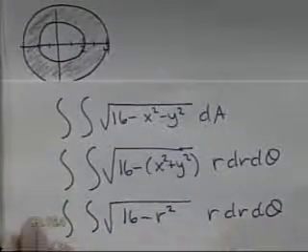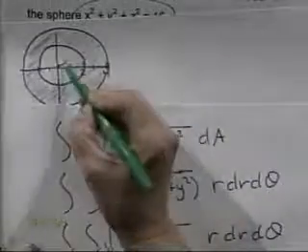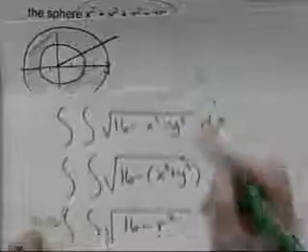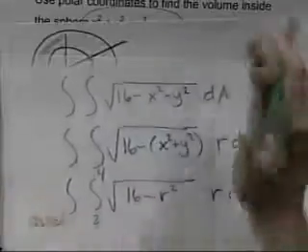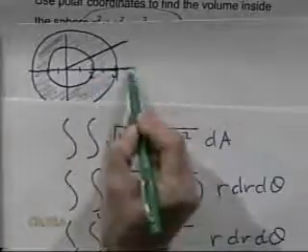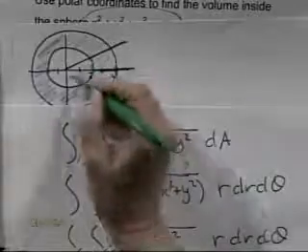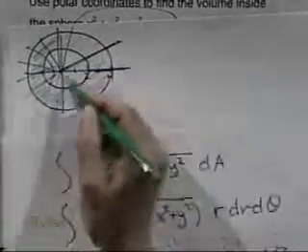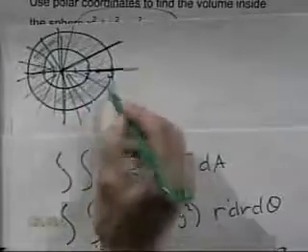What's my r ranging from? Take an arbitrary r. What's r going from? 2 to 4? And what does your theta have to go from? Theta is going to go from 0 all the way around. Theta equals pi over 2. Theta equals pi. Theta equals 3 pi over 2 till I get to theta equals 2 pi.